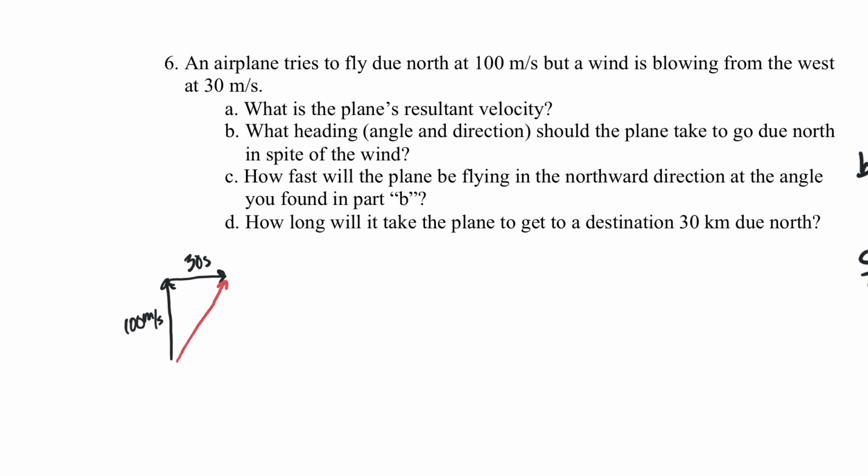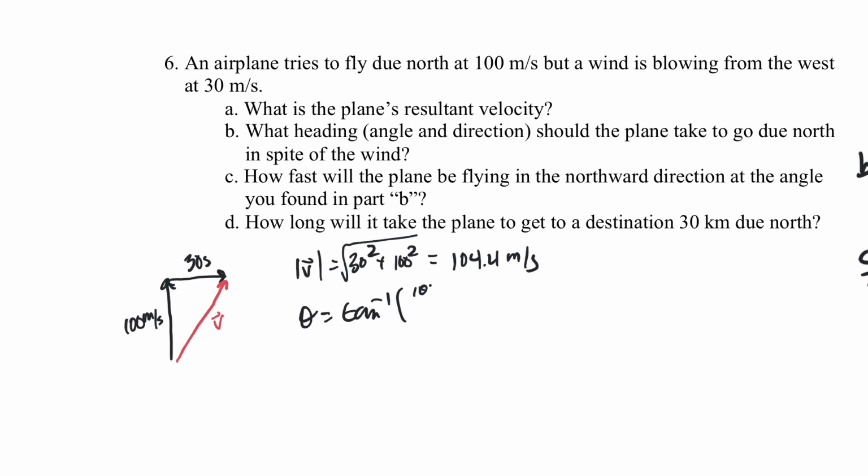And so here we would say, we'll call this just v. We'd say the magnitude of v is equal to 30 squared plus 100 squared, and we'd square root that. So, okay, it's 104.4 meters per second. What about the angle measure? Tan inverse of the y part, that's going to be 100 over the 30. So 73.3 degrees.